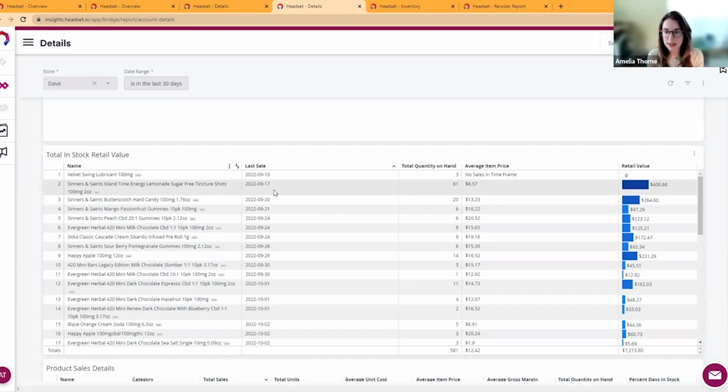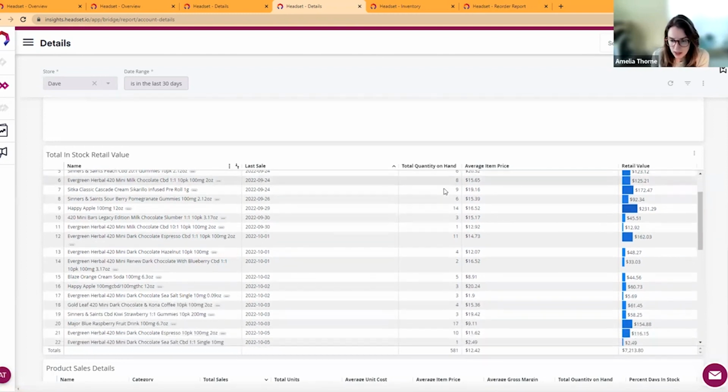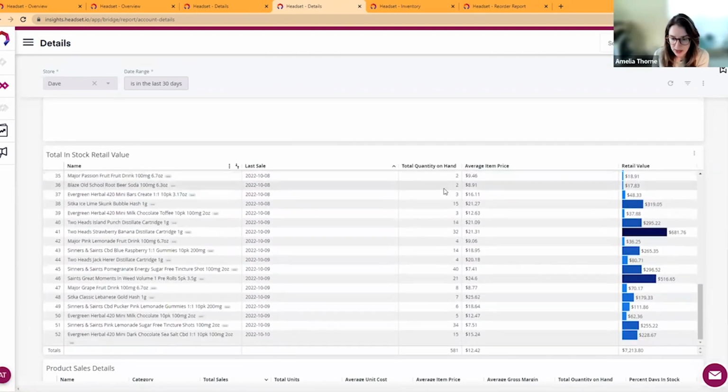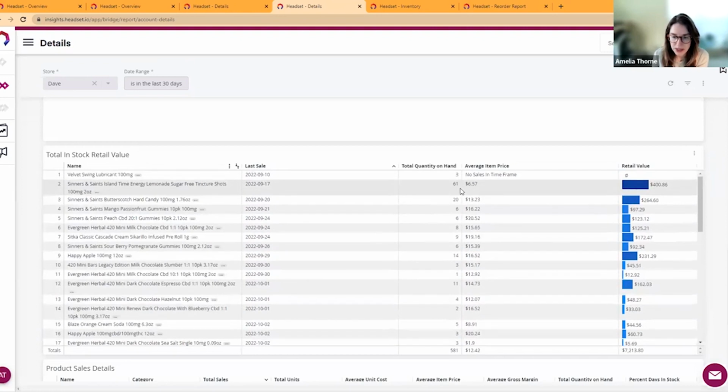Is this a product that just doesn't resonate with the people that are coming to the store that you're selling into? So maybe Dave's demographics are a bit different from your other stores. Maybe we need to try and put this on promotion to get it out of the store and make room for other products, things like that. So start to think about this with the last sale date and how many you have currently on hand. It looks like this particular lemonade, the tincture shots, is the highest on hand that we currently have, but it sold the furthest amount of time away. So something to think about with that.